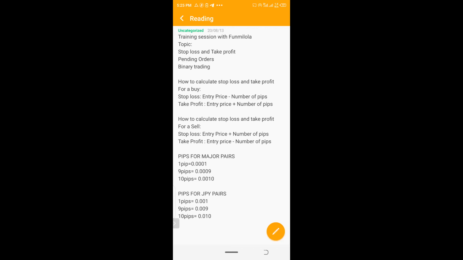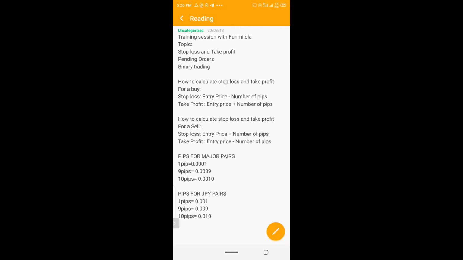So even when we are talking about 1 pip, it is 0.0001. Please take a screenshot. 9 pips is 0.0009. 10 pips is 0.0010. Can somebody tell me what 20 pips will be?